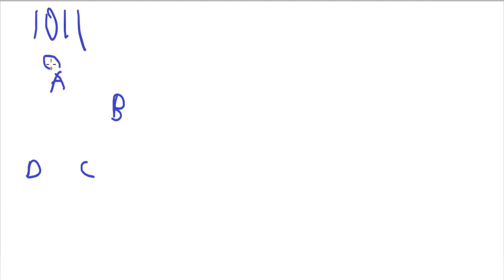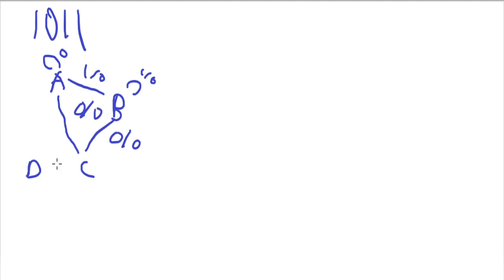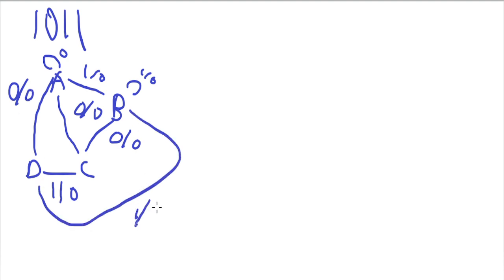So of course A goes to itself with 0, output 0. A goes to B with 1, output 0. B goes to itself with 1, output 0. And C with 0, output 0. C goes to A with 0, output 0, because if you get another 0, you just have to start the whole thing over. And it goes to D with 1, output 0. D goes to A with 0, output 0, and goes to B with 1, output 1.